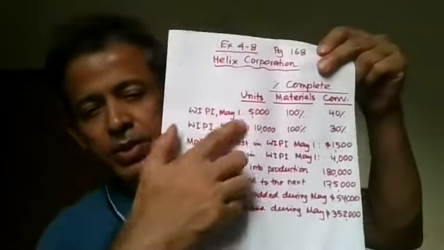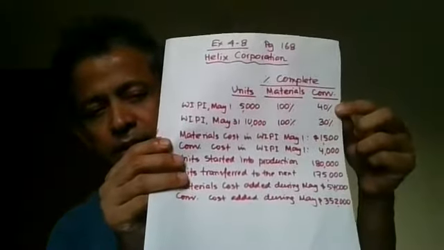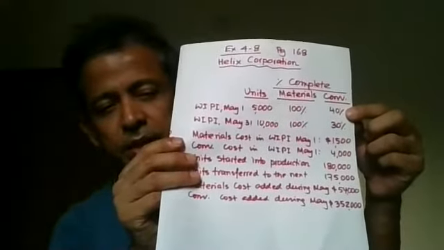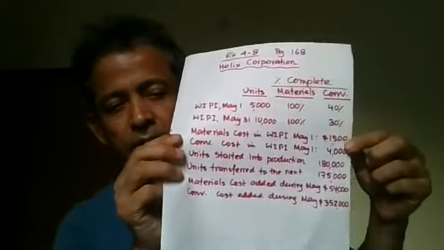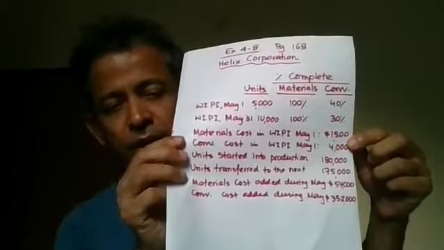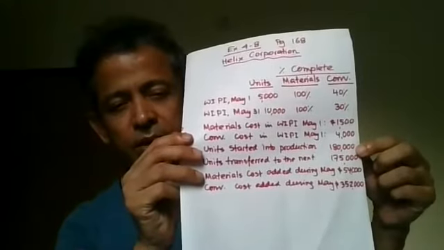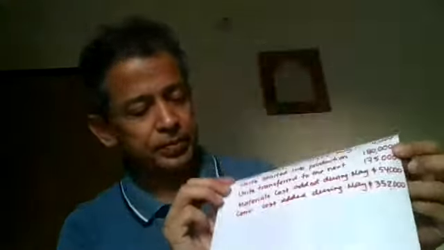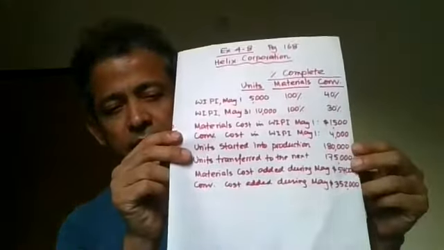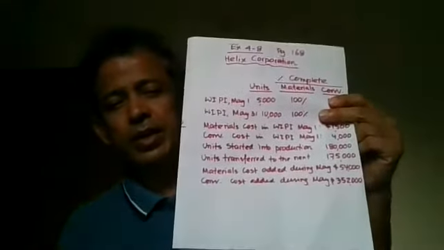You can see beginning work in process 5,000, ending work in process 10,000, and their degrees of completion: 40% of conversion in the beginning inventory and 30% in the ending. Then the costs of beginning inventory, 1,500 and 4,000. Then the units started, 180,000, the materials cost added and labor cost added, and the units transferred out, 175,000.